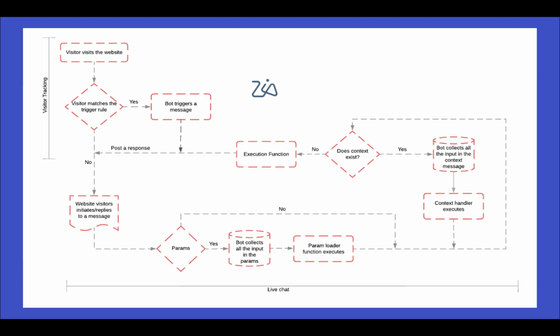And once the message is received from the visitor side, it checks the message for params. And if they are not available, the bot will start checking if the context in the visitor's message exists. If the context is available, it will collect all the inputs in the context message and the context handler function will execute. So the context handler function here is used to define the flow of an action.